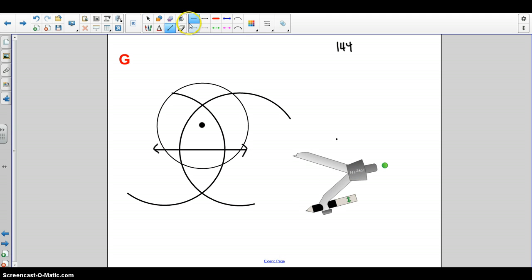Move your compass out of the way, use a straight edge to connect those 2 intersection points, and there's a line that is now perpendicular to that given line, and that also goes through the point. So again, that means all of these in here are right angles.